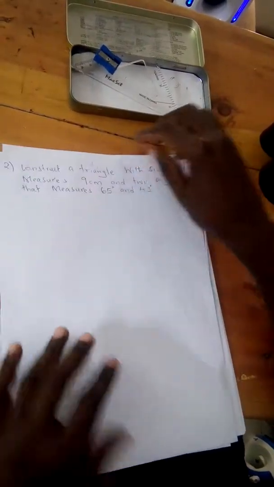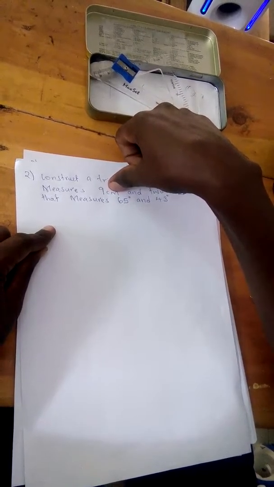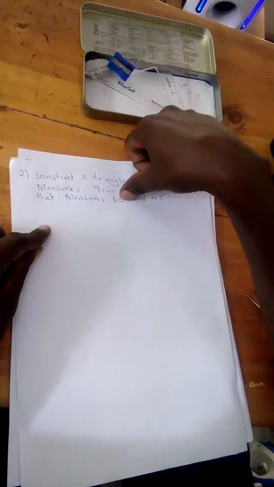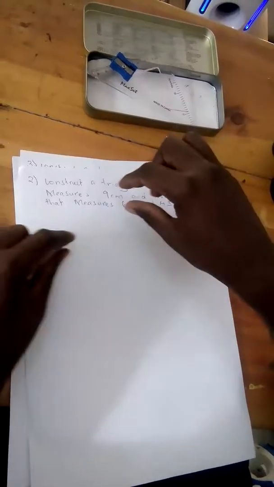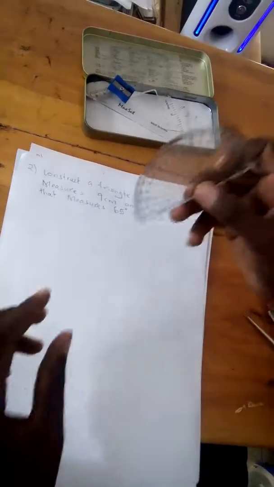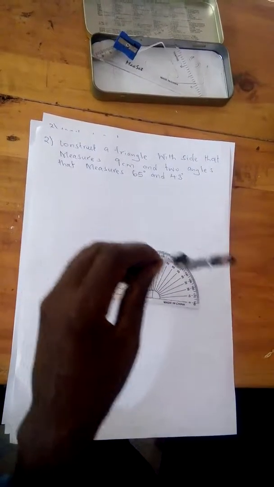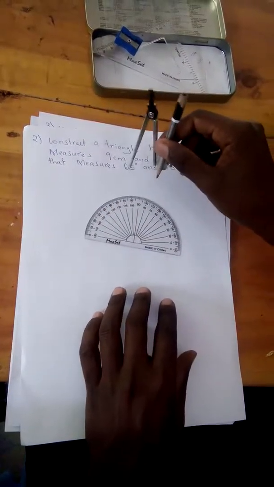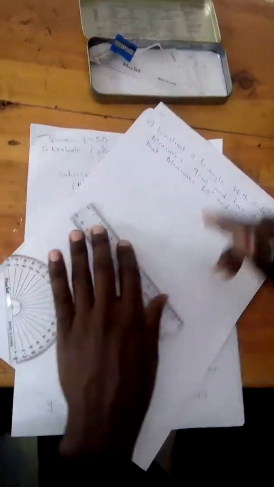2 angles and 1 length. Construct a triangle when the side measures 9 centimeters and the 2 angles measure 65 degrees and 43 degrees. So we want to construct a triangle. The most important tool that we'll be using is the protractor, which will be used to measure the angles. We need to know the measurement of the angles and then the length. So we start by drawing the length.